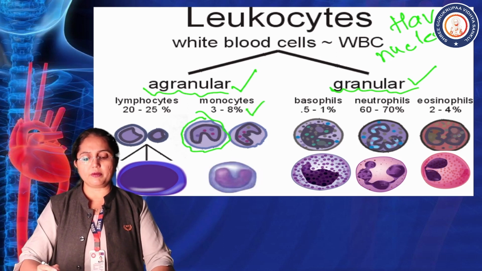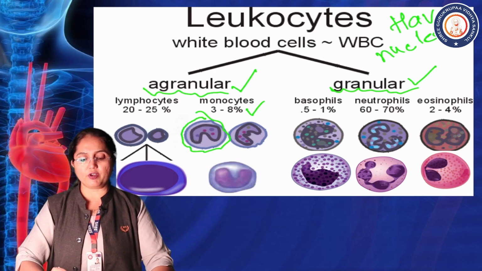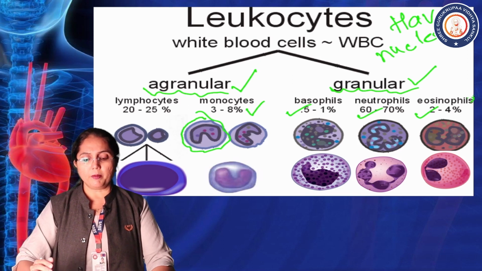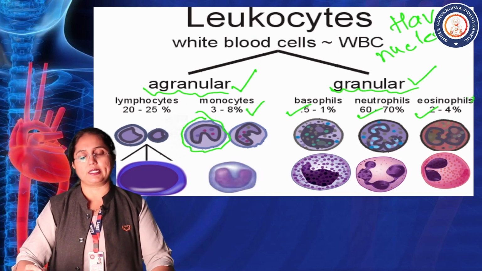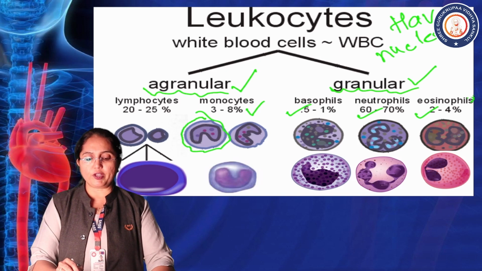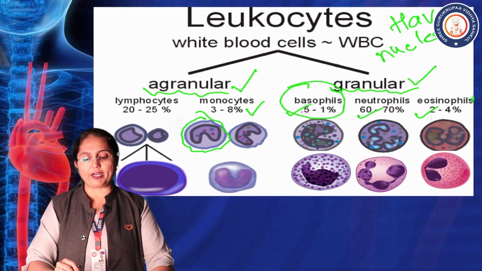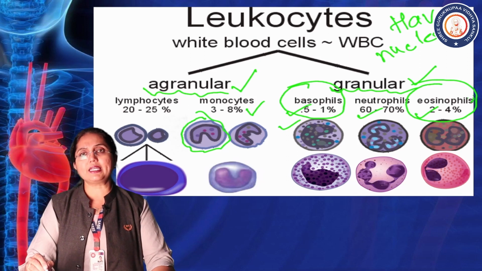Rather than that, there are granulated ones, which have three different types of WBCs: basophil, neutrophil and acidophil. The basophils, which are stained by basic components, are only 0.5 to 1%, right? The acidophils, which are stained by acidic stain, are 2 to 4%, and the neutrophils, which are not stained by any stain, are 60 to 70%.